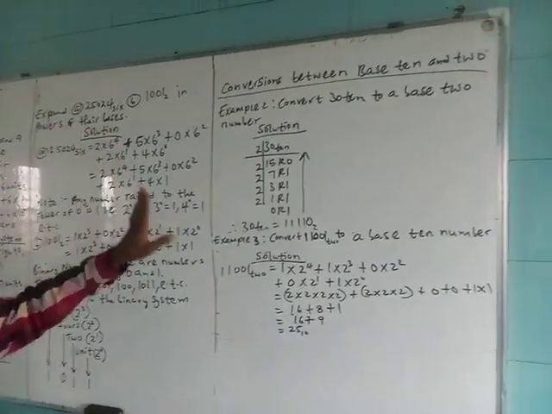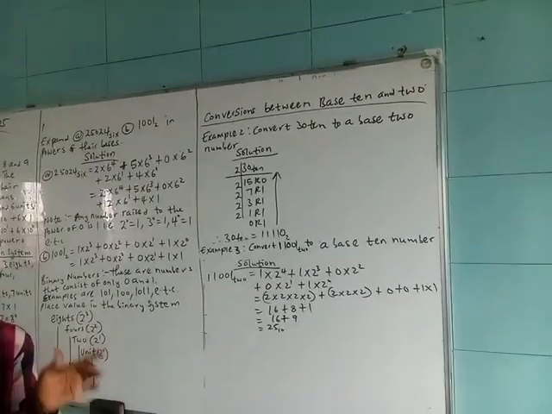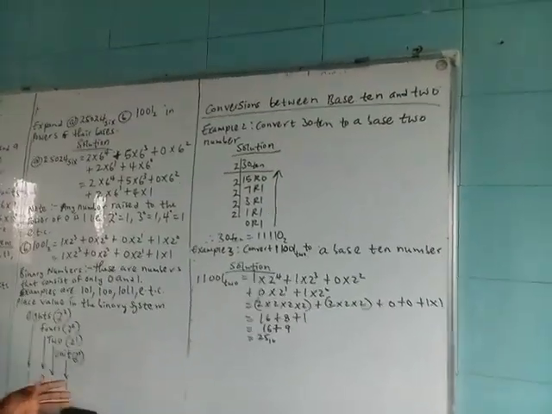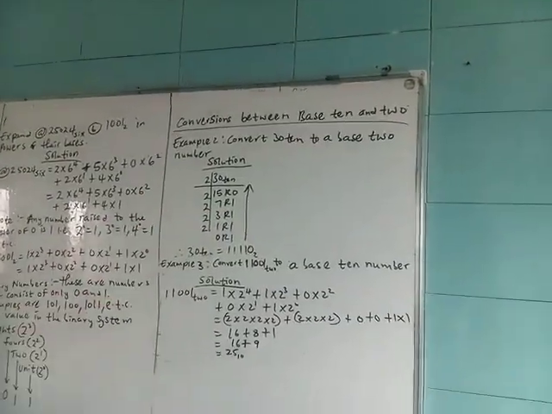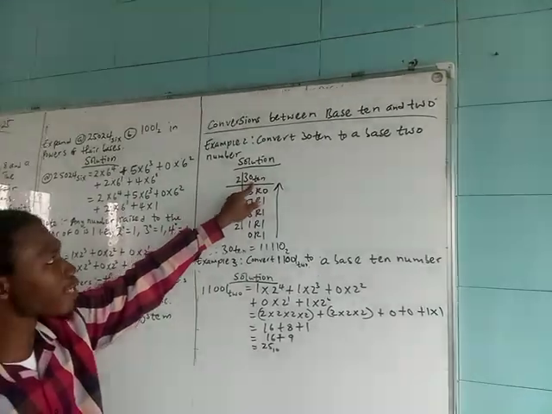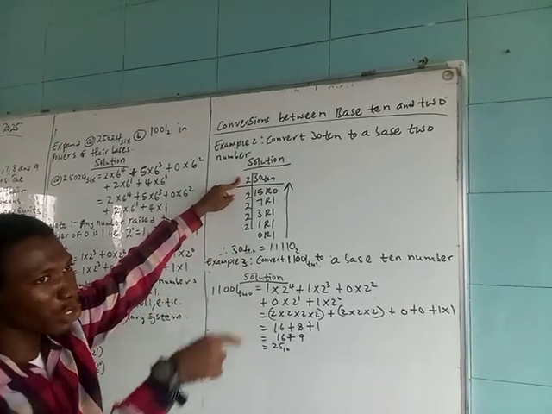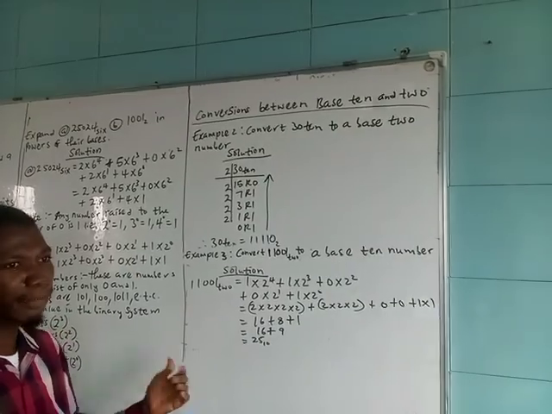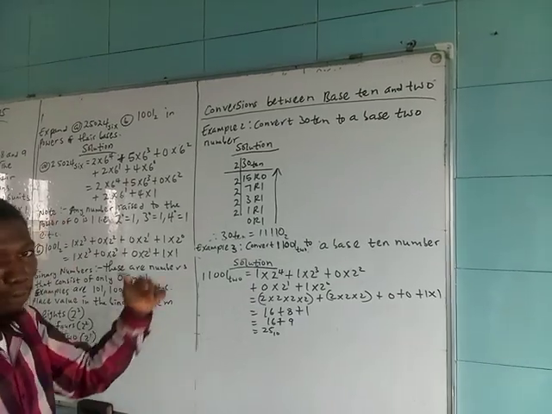Now we're going to look at how to convert base 10 to base 2 and base 2 to base 10. It's a very simple thing to do. Convert 30 base 10 to base 2. What you will do is divide the base 10 number by the base that is given. They say convert to base 2, so you divide by 2. If they say convert to base 3, you divide by 3. If they say convert to base 5, you divide by 5. So for this problem, we are converting to base 2.